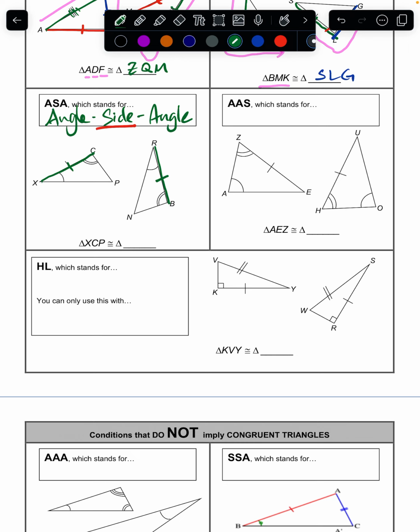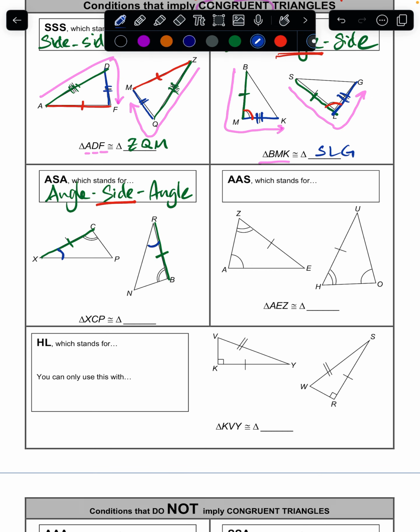Okay, now let's look at the angles. I have angle X right here has 1 arc, and angle R also has 1 arc. So angle X and angle R are congruent. Then I'll go over here to my other angle. Angle C has 2 arcs right here, and this is another 2 arcs right here. So angle C and angle B are congruent.